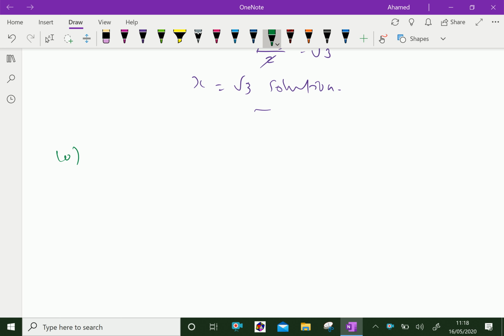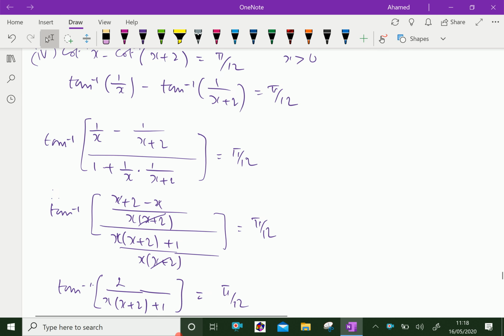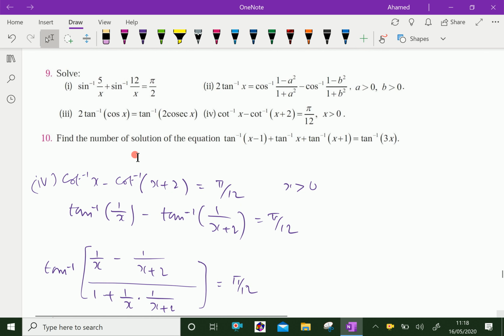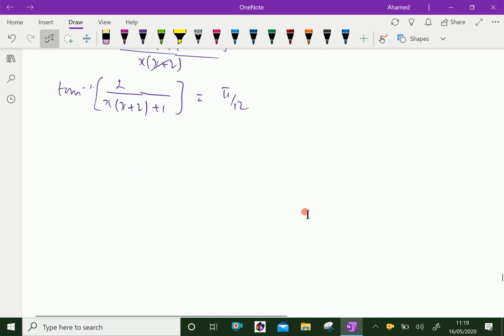Find the number of solutions of the equation, that is tan inverse of x minus 1, plus tan inverse x plus tan inverse of x plus 1 equal to tan inverse 3x. That is here. Find the number of solutions of the equation. Now, let us write the equation.